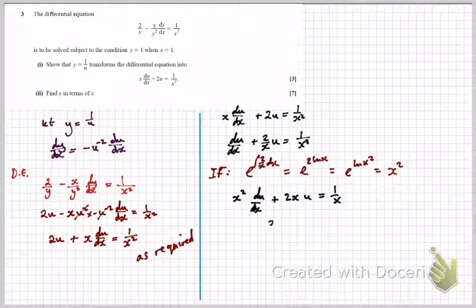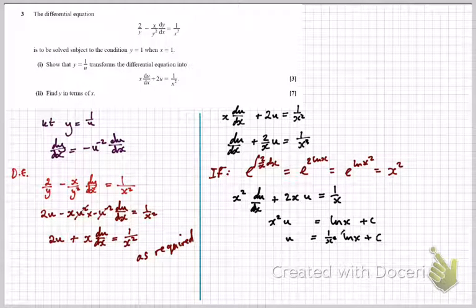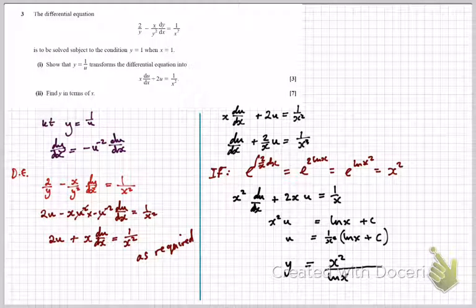Now the integral of the left-hand side is going to be x squared u. Check that by differentiating x squared u using the product rule, and then integrating 1 over x gives you ln x plus c. Dividing through by x squared gives you 1 over x squared ln x plus c over x squared, or factorising gives you 1 over x squared brackets ln x plus c. Then replacing u by 1 over y and taking the reciprocal of the right-hand side to get y on its own will give you y is equal to x squared over ln x plus c.